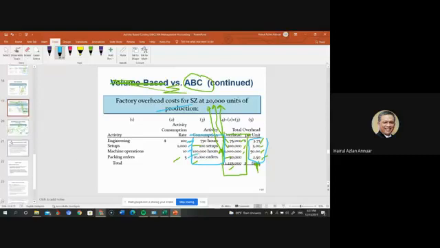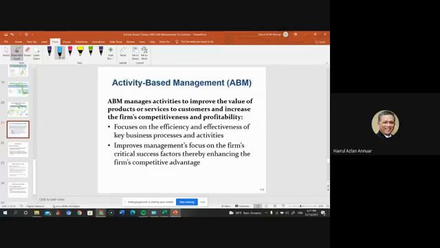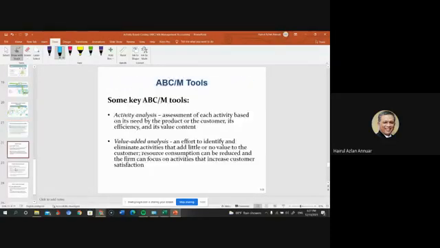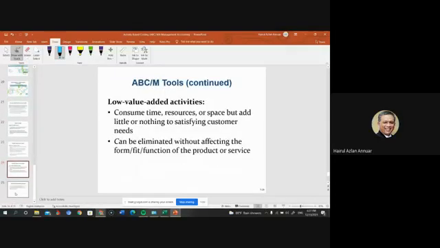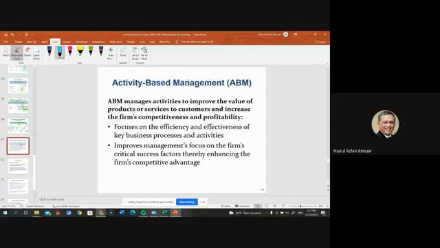Look into this and try to understand. Okay, activity-based management. There are just a few more slides to go. I think we can finish it. Okay, that was the calculation part.